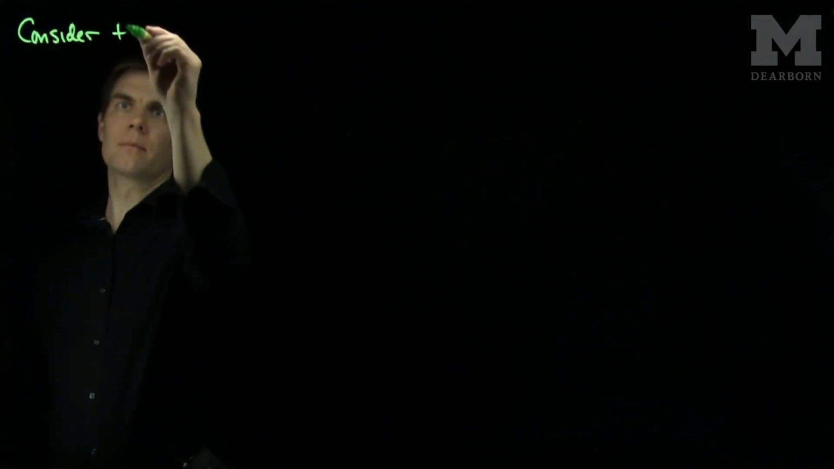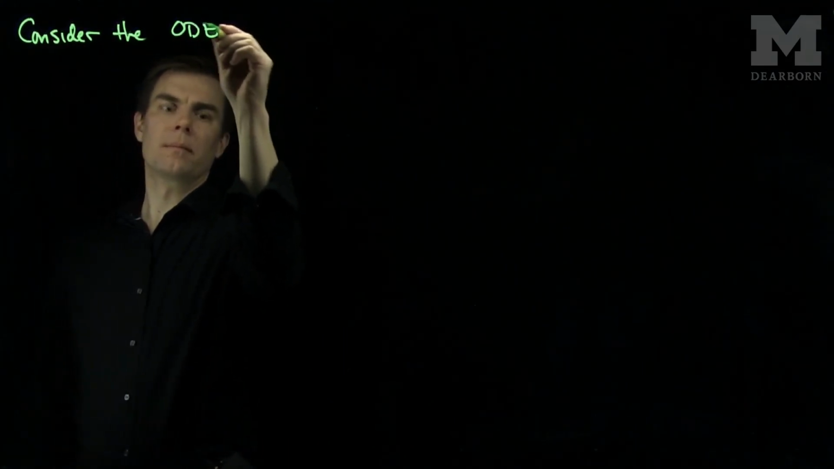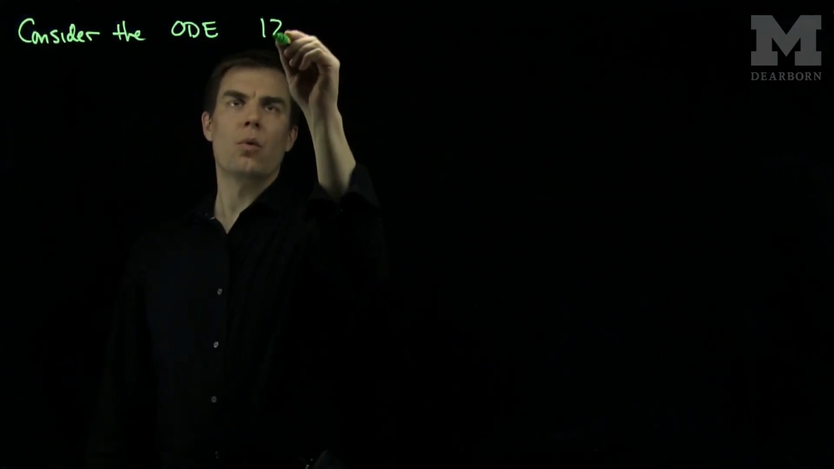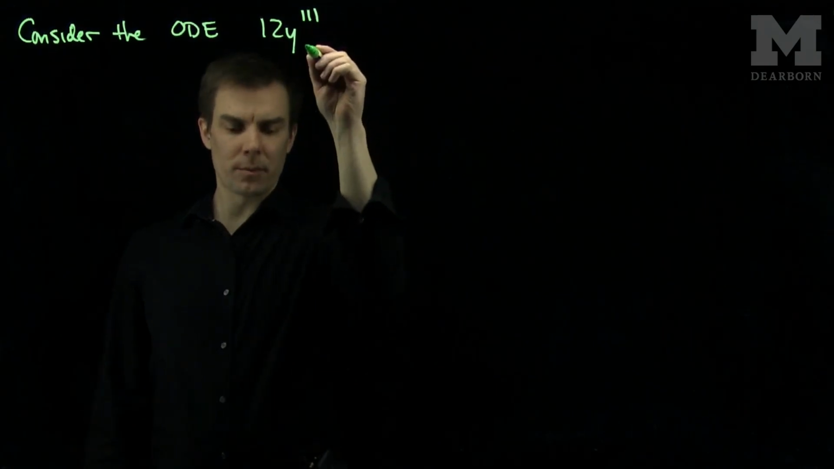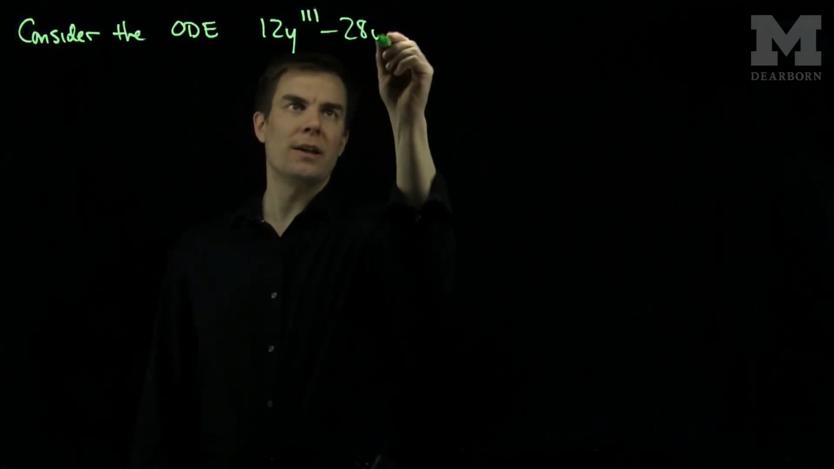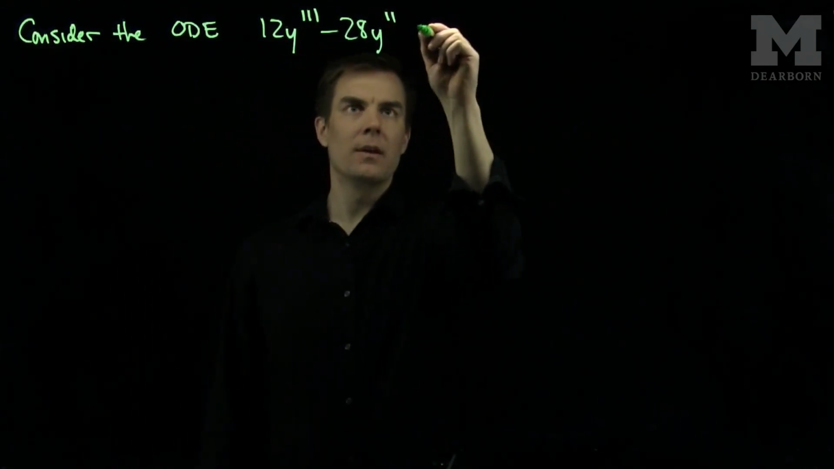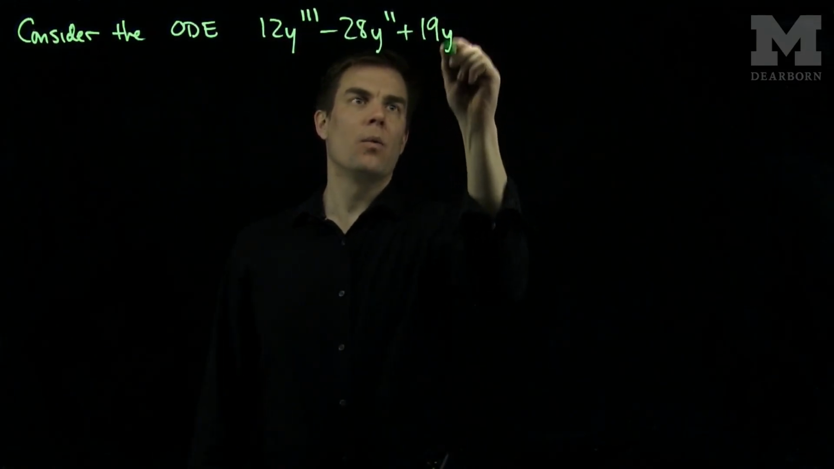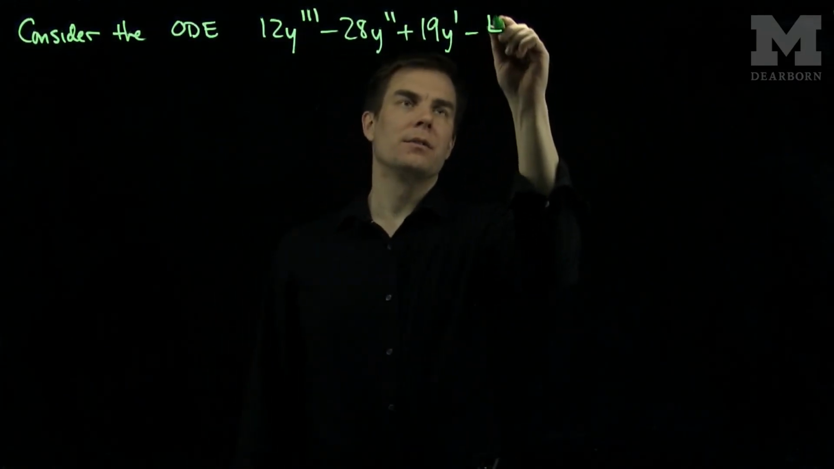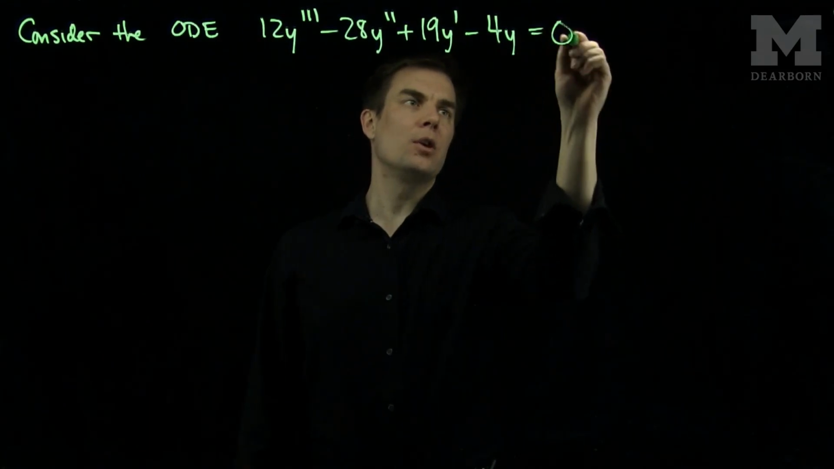Hello students, in this video we'll see an example of how to use the rational root theorem in a situation where there are repeated roots. So let's consider the following ODE: 12y''' - 28y'' + 19y' - 4y = 0.